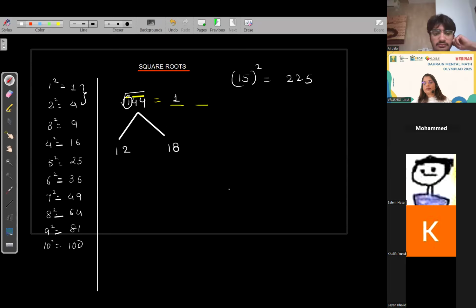How many understood this? How many understood this? Yes, yes, we understand. Yeah, correct? Yeah.